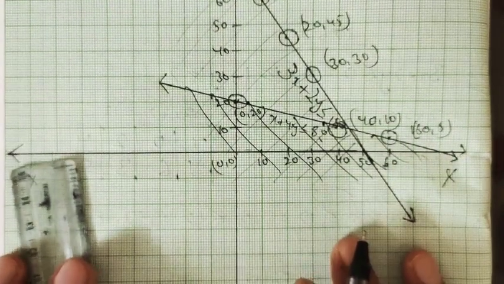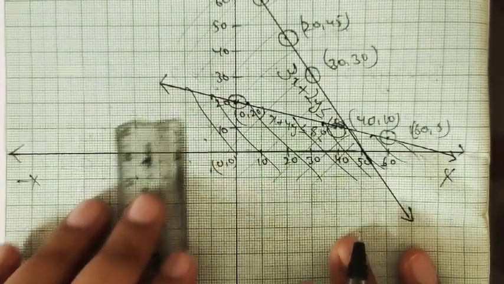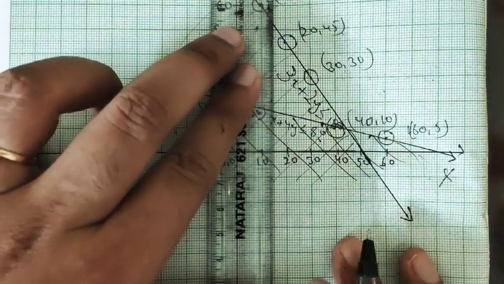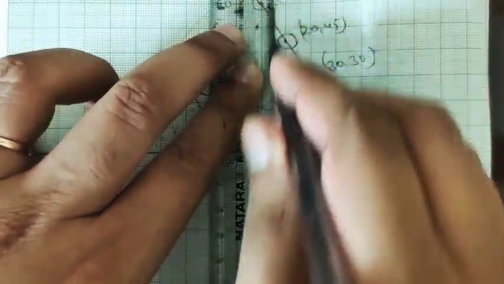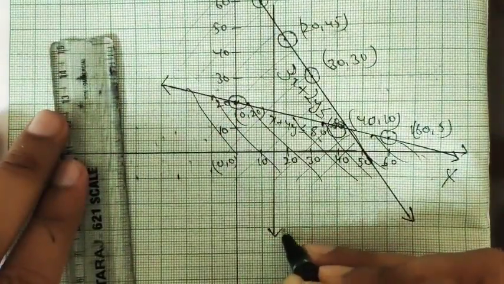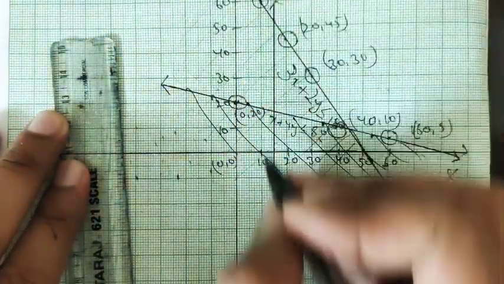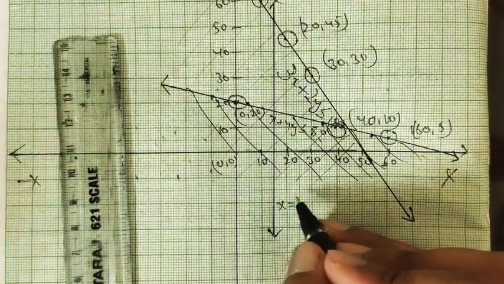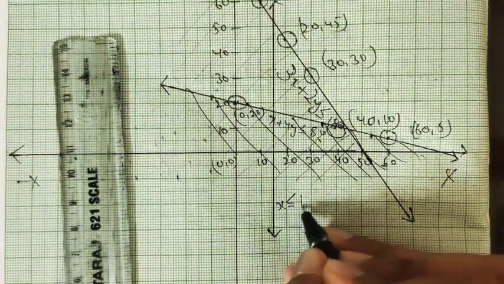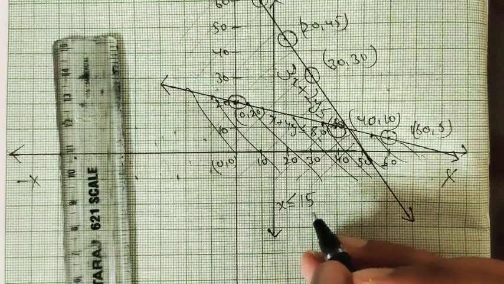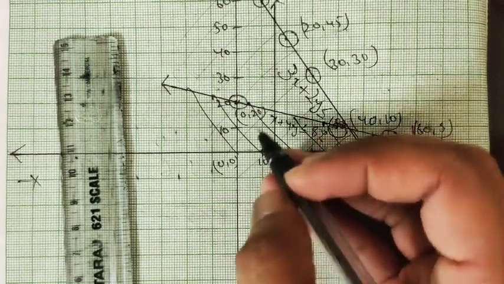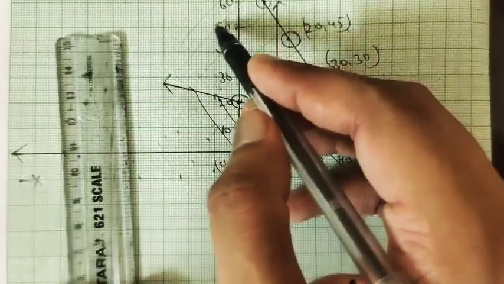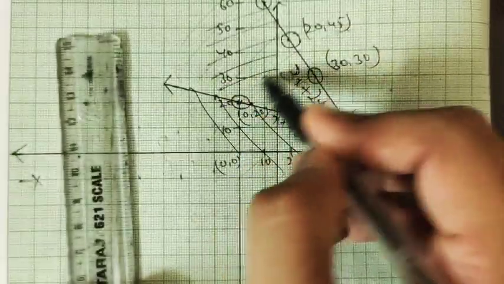Now next is x is 15. So x is 15 is this line. So x is less than or equal to 15. Less than or equal to 15 means which portion? Which portion we have to take? This one, this portion we have to take.